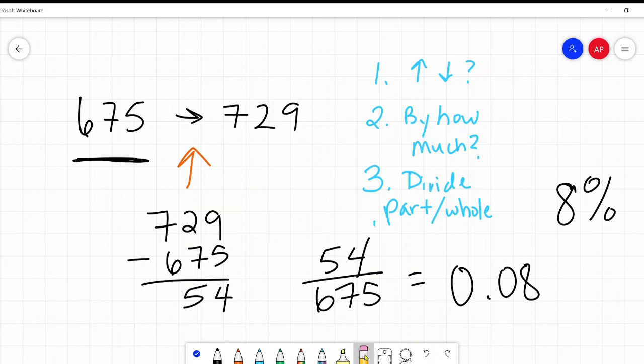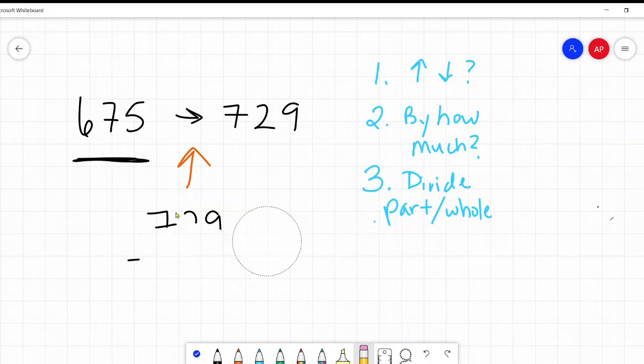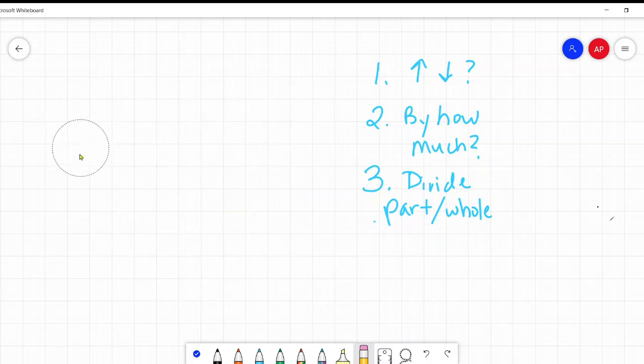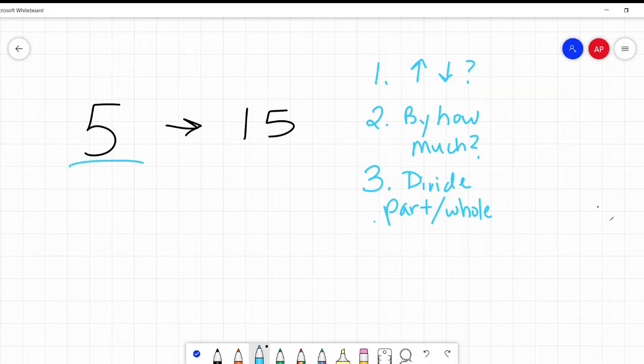Okay, so that's our up and down. Now let's go into some word problems. And there's going to be some tricky things in here too. One little tricky thing I'm going to include first is, what if you have something like this? 5 goes to 15. Oh goodness. That's more than the original. Same steps apply. Don't let that throw you.